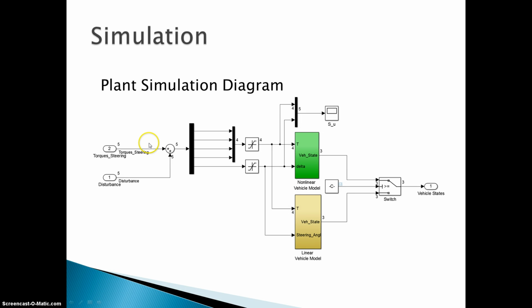This is the diagram for our modeling in MATLAB. This is the plant diagram. You can see the torques and steering as input, disturbance for later analysis, some muxing and demuxing so we can do saturation on the torque and steering angle. We have 20 degrees on both directions of saturation for steering angle and 150 Newton meters on both directions for torque. We also have both the nonlinear and linear model for comparison later, and here is their output, the state of the vehicle.